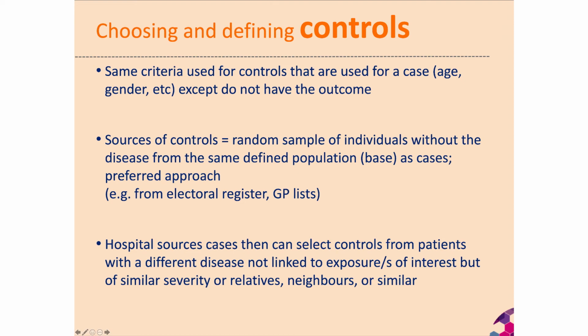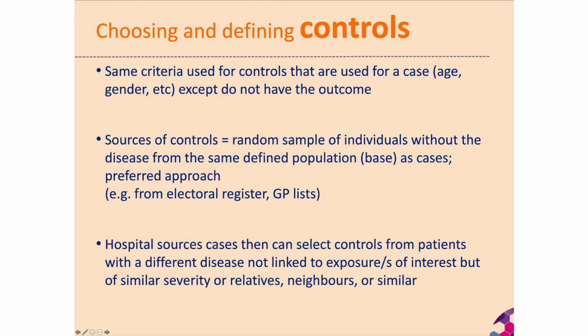So this could be, for example, the electoral register. It could be people from a GP list. So, for example, if we found a case or a number of cases from, let's say, 10 GPs, then we would aim to make sure that the controls came from the lists of people who go to those 10 GPs, but who don't have that health problem, for example, cancer.